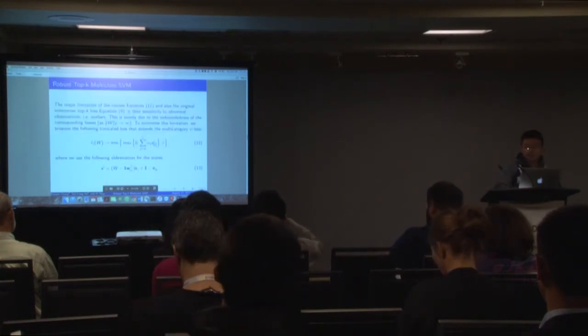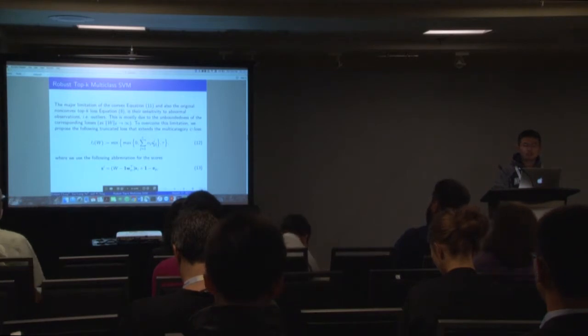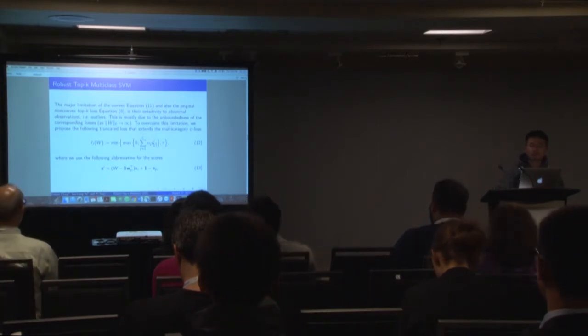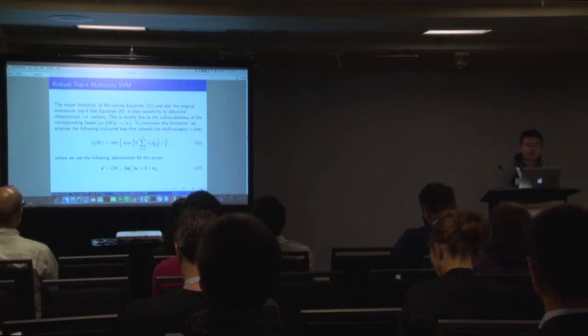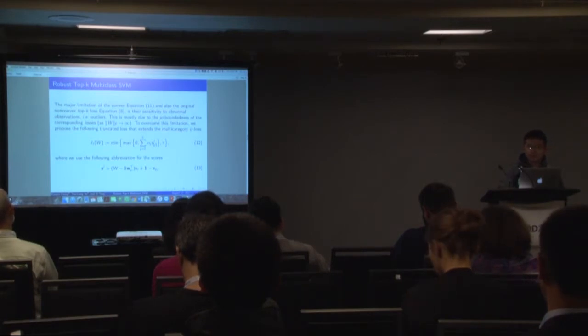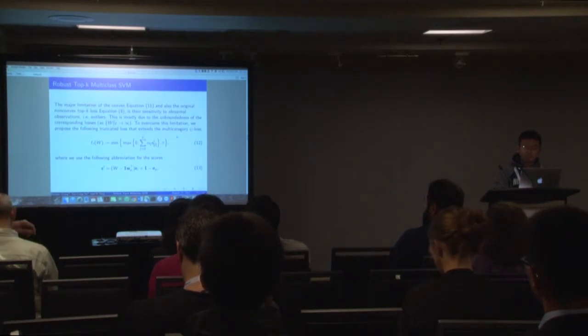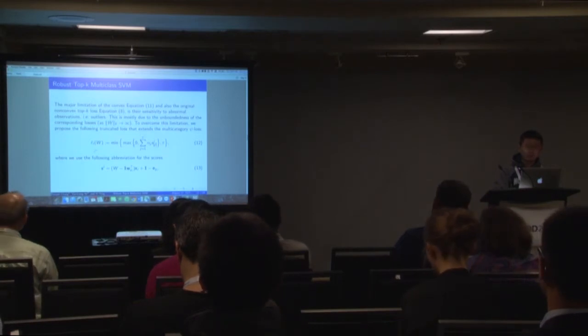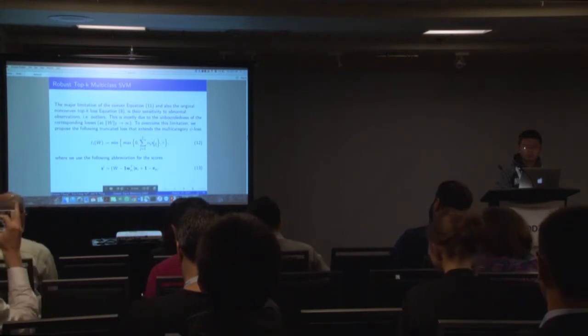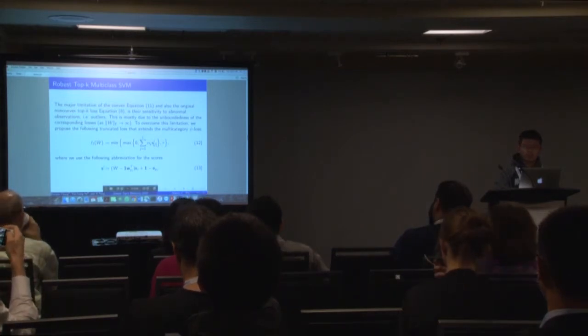The major limitation of this convex equation, and also of the original non-convex top-k loss equation, is their sensitivity to abnormal observations, for example, outliers. This is mostly due to the unboundedness of the corresponding losses. So to overcome this limitation, we propose the following truncated loss that extends the multi-category loss. This is our proposed loss function, where we use the following abbreviation for the scores. This is the score formulation.